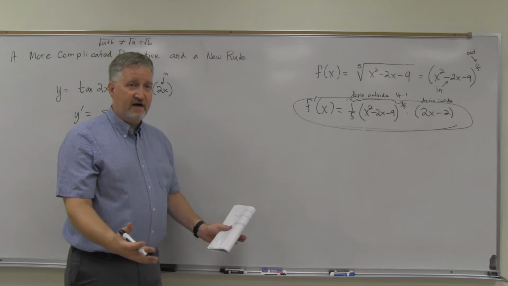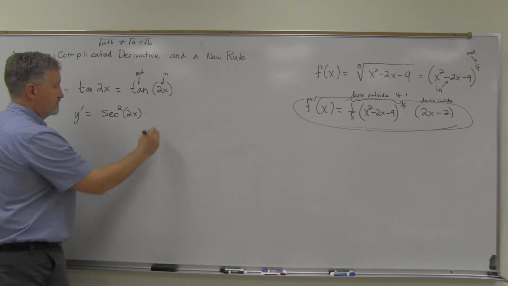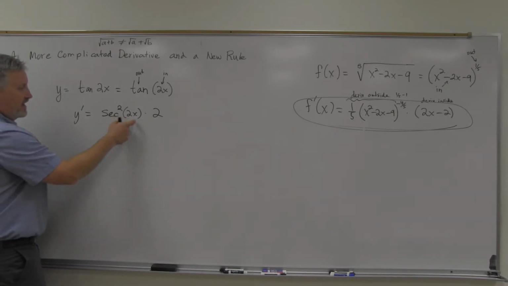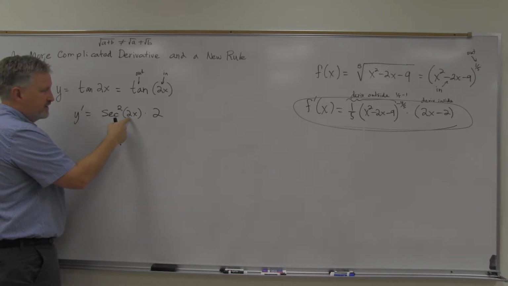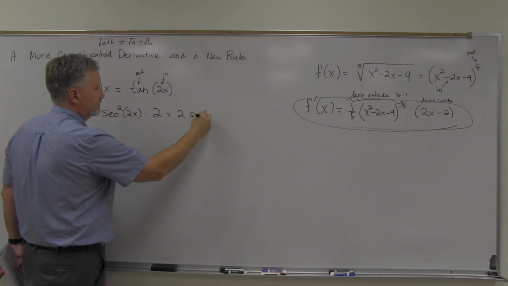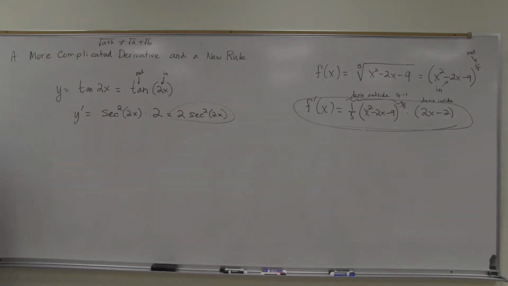Now I do the derivative of the inside. Well, that's a simple derivative of 2x. Derivative of 2x is just 2. So you have secant squared 2x times 2. All right, what can I do with that 2? Not a whole lot, because it's secant squared 2x, so that 2 I can't pull in there and multiply it in. Usually what you'll just see is the 2 in front here. So that's my derivative: 2 times secant squared 2x. All right?